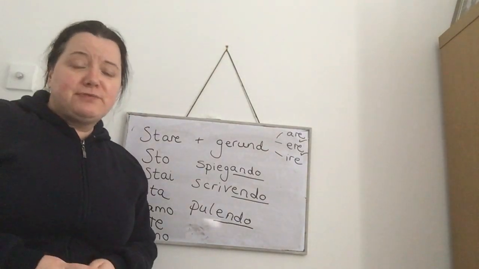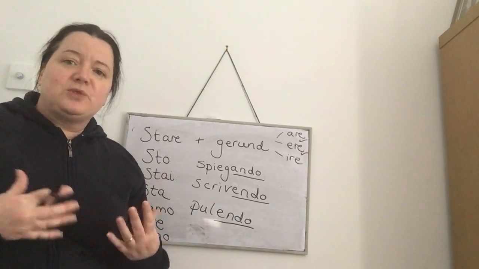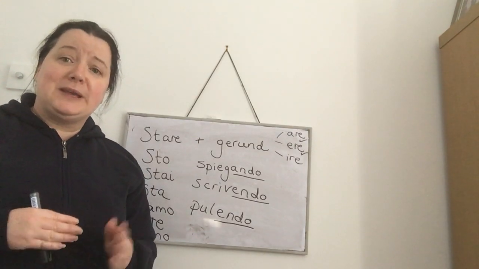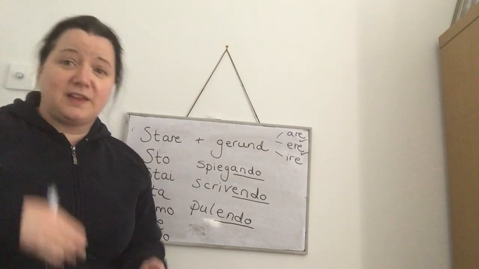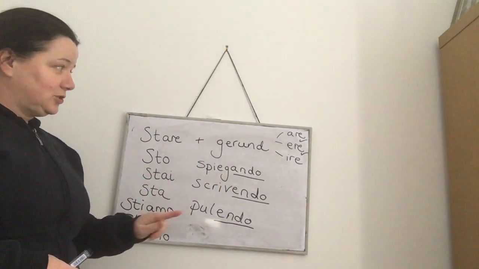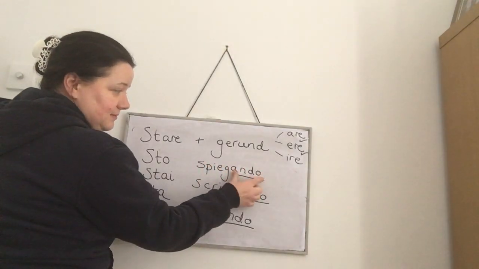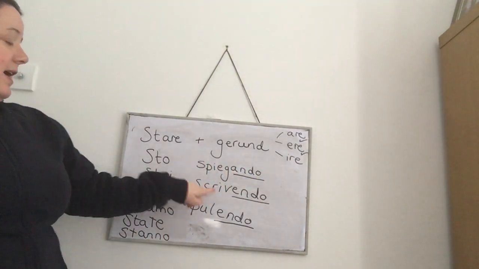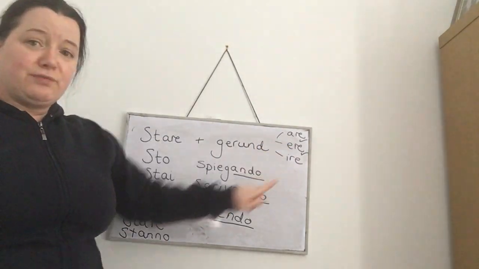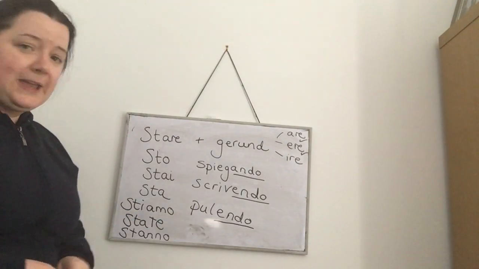Okay? So just to recap, the present progressive in Italian, it's one of those tenses that is used simultaneously with speaking to explain a simultaneous action, okay, that you do at the same time as you speak. So, sto spiegando, it's an ARE verb. I take off the ARE, ando. ERE becomes endo. IRE. It used to be pulire, to clean. I change it to pulendo, okay?